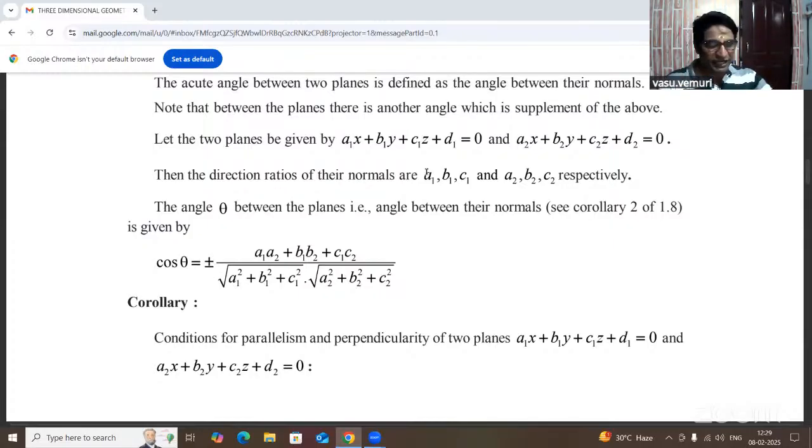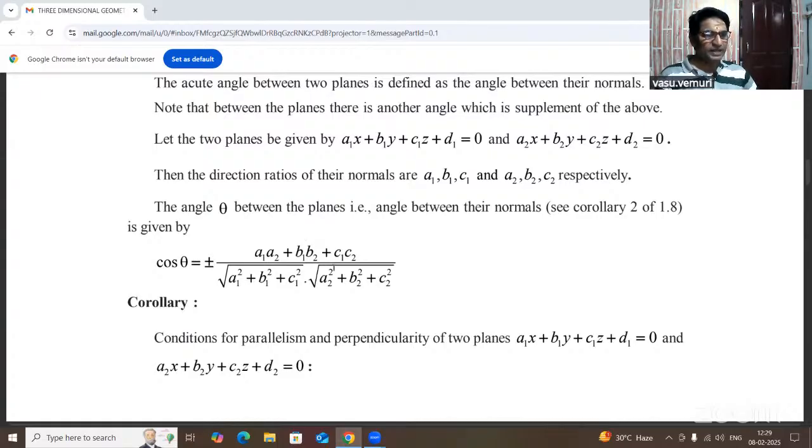The angle between any two planes is cos theta equal to plus or minus (A1 A2 plus B1 B2 plus C1 C2) by root of sigma A1 square into root of sigma A2 square. Here root sigma A1 square means root of A1 square plus B1 square plus C1 square, and root sigma A2 square means root of A2 square plus B2 square plus C2 square. That is the simple expression for the angle between any two planes.